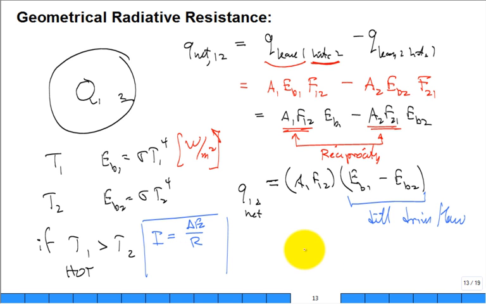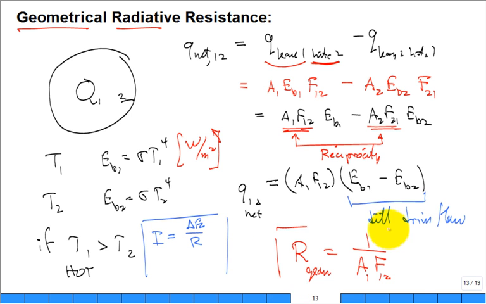You do name calling, and so we have this resistance is equal to 1 over A1 F1 to 2. This is some geometrical radiative resistance. It implies or is used for diffuse surfaces. Black surfaces are definitely diffuse. They're perfect emitters. They emit in that diffuse profile, so no angular preference.